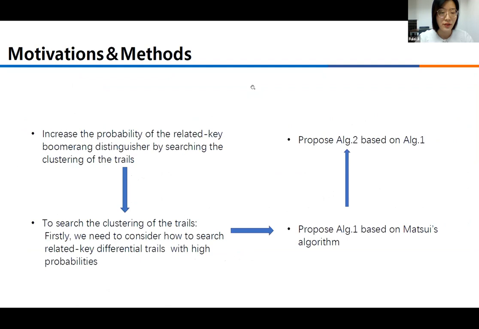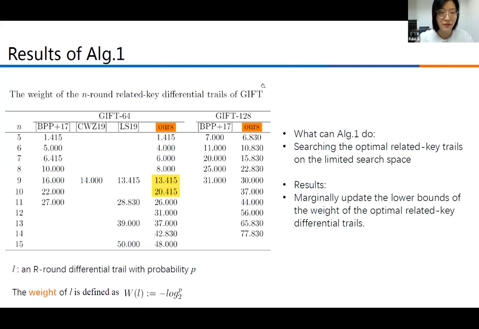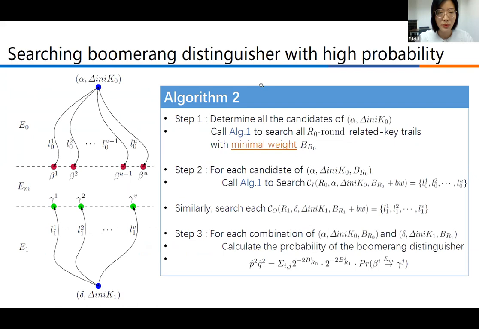And to do this, firstly, we need to consider how to search related key differential trails with high probabilities. We propose algorithm 1 based on Matsui's algorithm to search related key differential trails with high probabilities. And based on algorithm 1, we propose algorithm 2 to search boomerang distinguishers with high probability. We find related key differential trails of GIFT for up to 15 rounds, and the results marginally update the lower bounds of the weight of the optimal related key differential trails. We propose algorithm 2 to automatically search boomerang distinguishers with high probability.